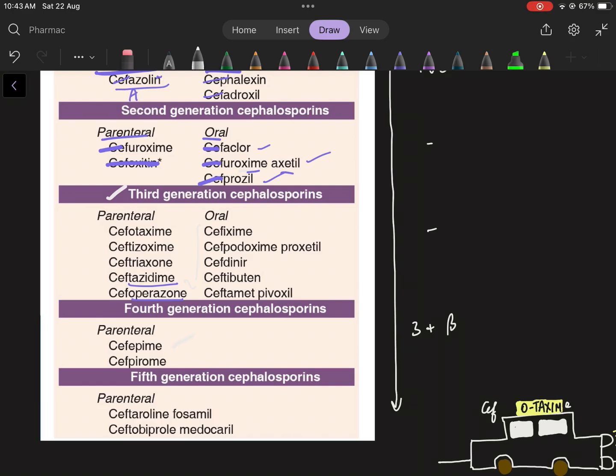So these were the third generation cephalosporins. Fourth, you have only parenteral, and that is cefepime, cefpirome. Remember, fourth generation has similar activity to third generation. It has activity against extended spectrum beta-lactamase organisms. Whew, that was a mouthful.